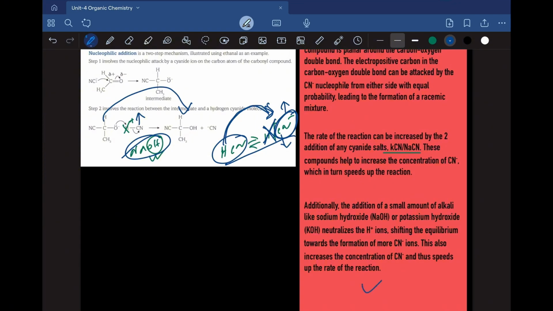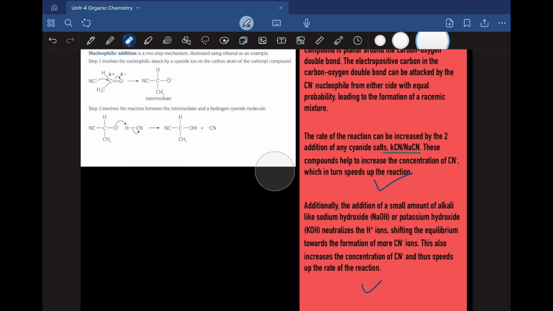This is the thing that they have written right here as well. So please go through it and try to understand. If you don't understand, let me know, and I will explain it again in the comment box.